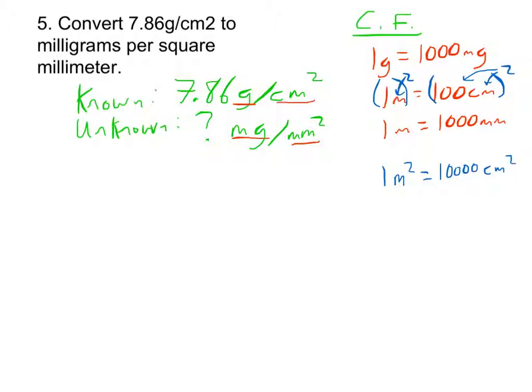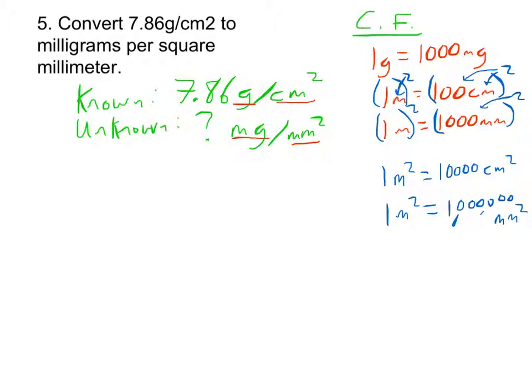We're going to have to do the same thing to this other conversion factor. We'll square this side and square this side. So we have 1 meter squared is equal to, and when you square this side, 1,000 squared gives you 1 with 6 zeros after it, and that's going to be millimeters squared. So now we have conversion factors that are squared.